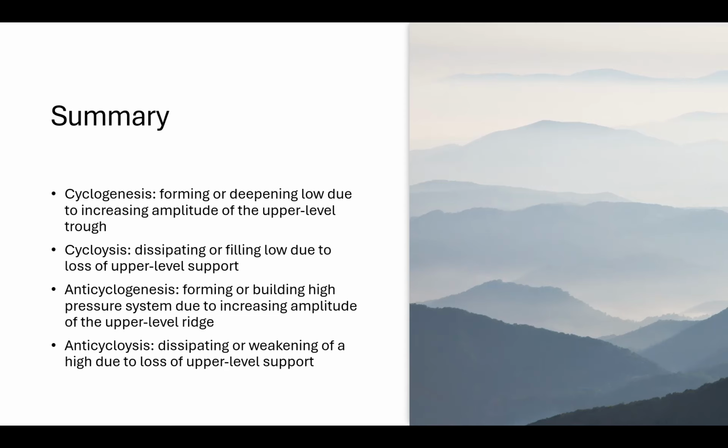Anticyclogenesis is the formation or building of a high pressure system, and this is due to increasing amplitude of the upper level ridge. And then you get anticyclolysis, the dissipation or weakening of a high at the surface due to loss of upper level support. In this case, the shortwave ridge at 500 millibar overruns the surface high pressure system, that baroclinic high, and that results in PVA on the backside of that shortwave ridge axis, upward vertical motion. You start to see some loss of the mass of the air column, and that's going to result in lower surface pressures for the high pressure system.